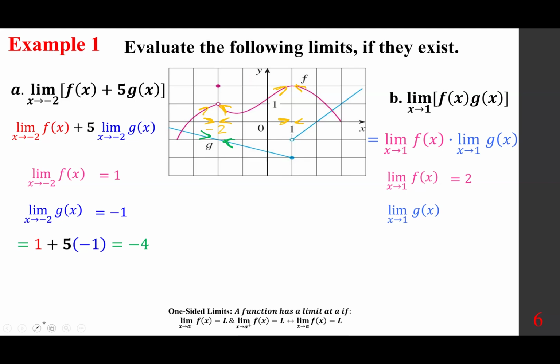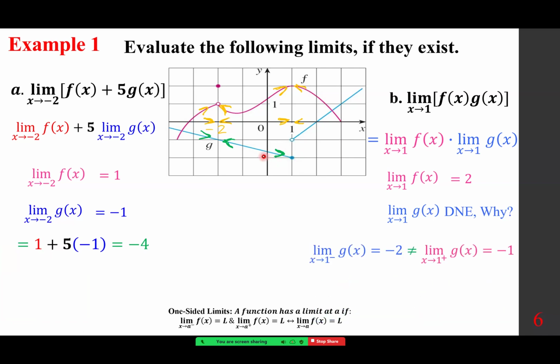The limit of g of x as x approaches 1 does not exist. Why is that? Well, if we approach it from the left, we get to this point, which has a y-coordinate of -2. But if we come from the right side, we are approaching this point, which has a y-coordinate of -1. Because the two are not identical, the limit doesn't exist. Therefore, this limit fails to exist too. One of them exists, one of them doesn't exist.